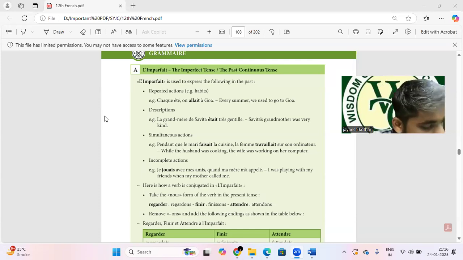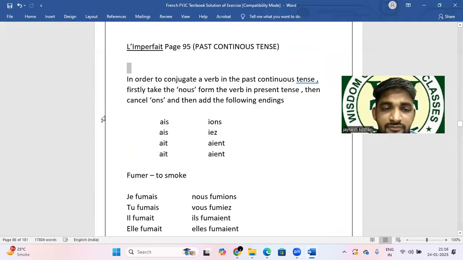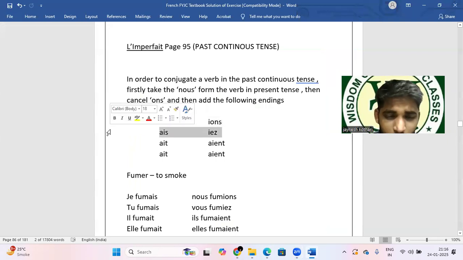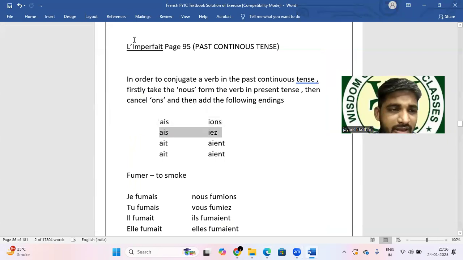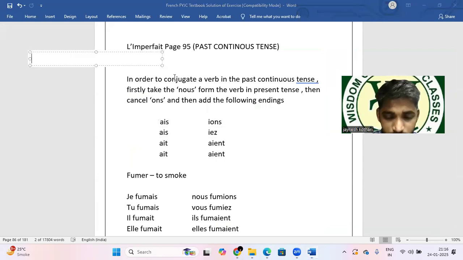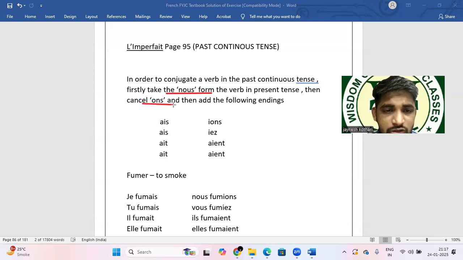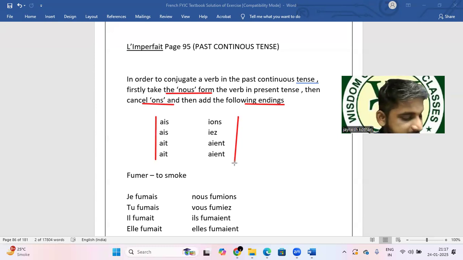Fine. So, listeners, we have some rules written on the screen. In order to conjugate any verb in the past continuous tense, students, there are a few rules. The first rule is to take the nous form of the verb, no matter what the verb is. Then you have to cancel ONS, and then add the following endings. What are the endings? AIS, AIS, AIT, AIT, IONS, IEZ, AIENT, AIENT.